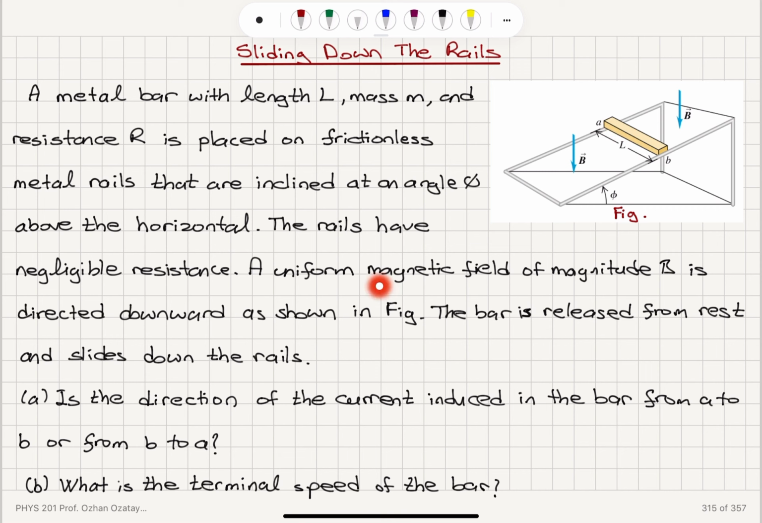A uniform magnetic field of magnitude B is directed downward as shown in figure. The bar is released from rest and slides down the rails. So it is released from rest. Part A: what is the direction of the current induced in the bar, from A to B or from B to A?